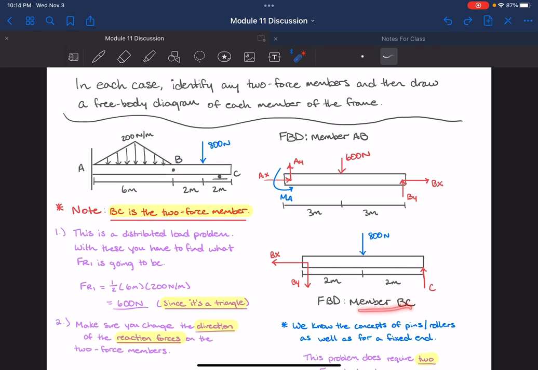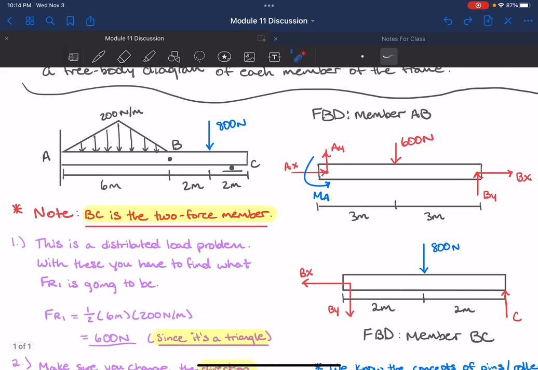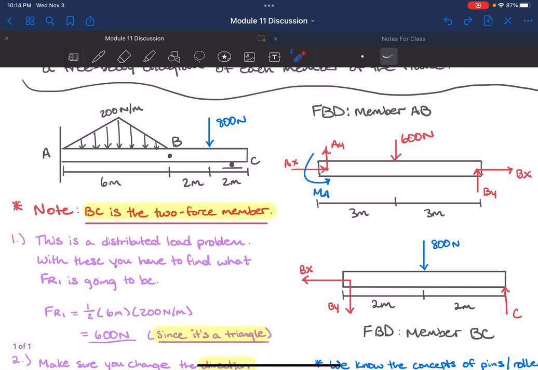The cool thing about member AB is that it is the only member here that involves the distributed load. As you can see here, the distributed load is a triangle, which we know how to solve for FR1 using 1/2 the base, which is your 6 meters, times your height, which ends up being your 200 newtons per meter. When you plug it into a calculator, you should end up getting 600 newtons as your answer for FR1.